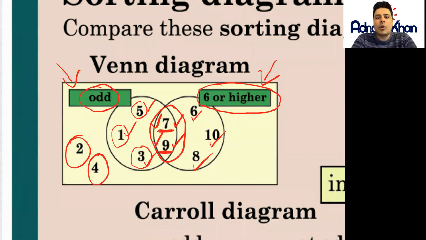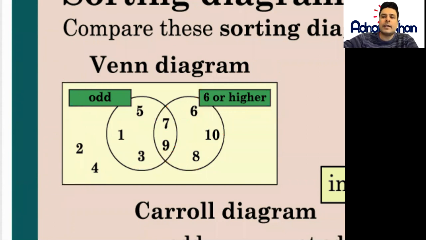Now 2 is not an odd number, so we place it outside of our circles, because it doesn't match any of the categories. 4 is not an odd number and it's not 6 or higher either. So again, we will place it on the outside of our circles. So that's how Venn diagrams or sorting diagrams actually work.